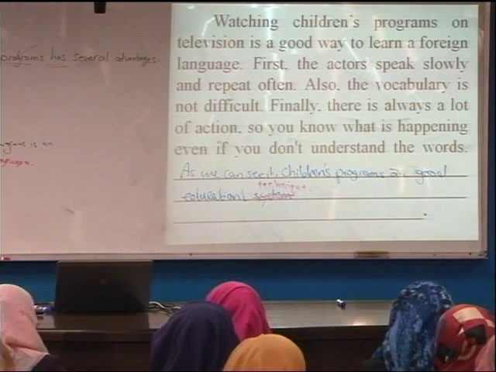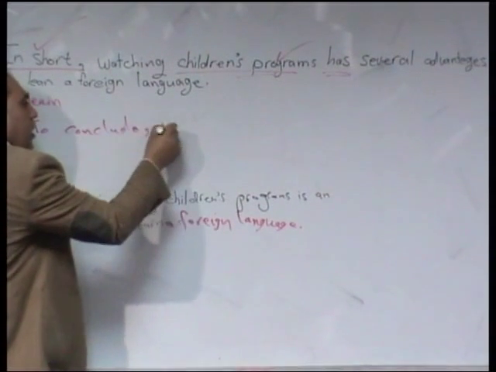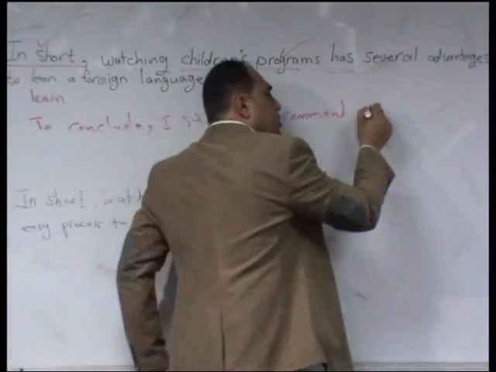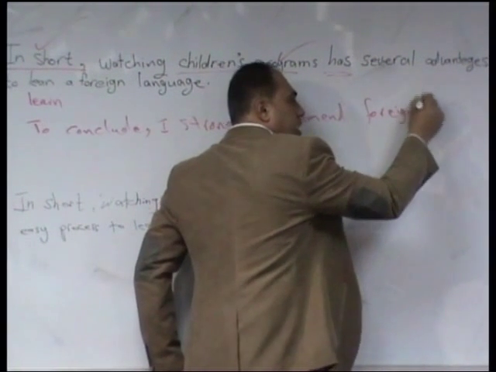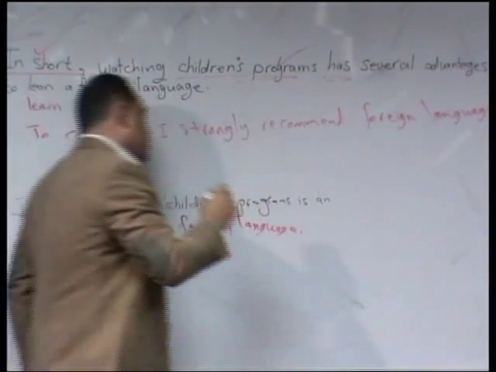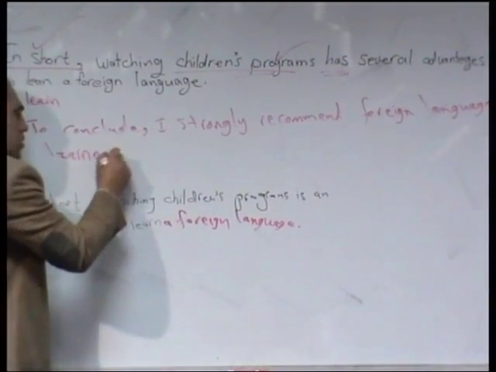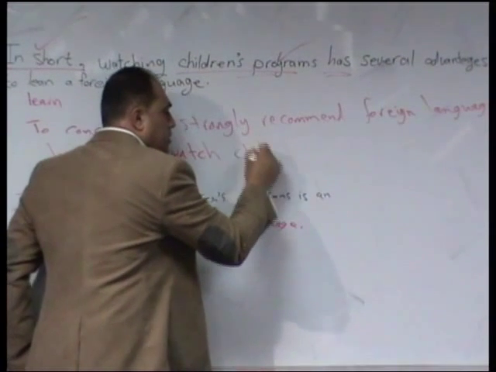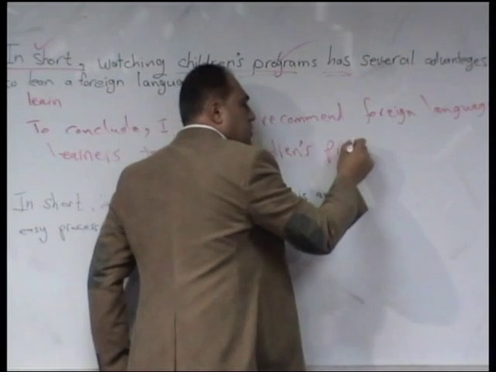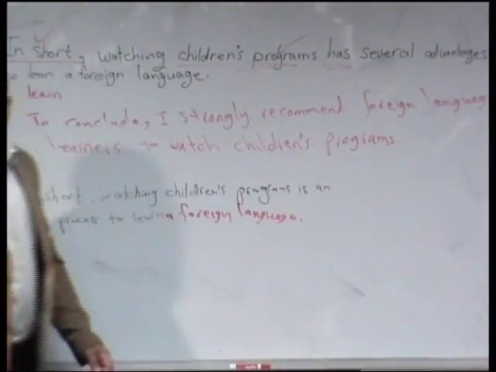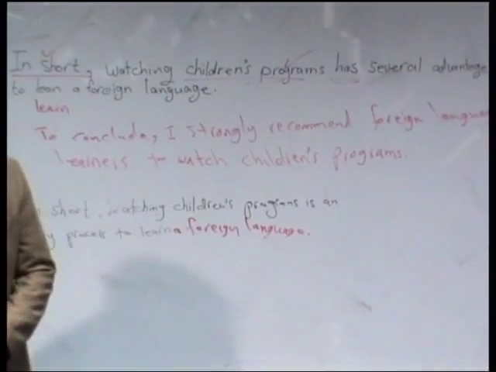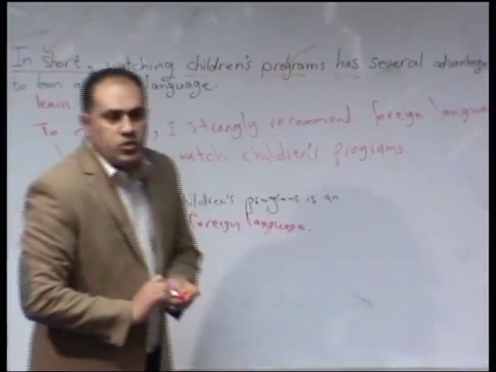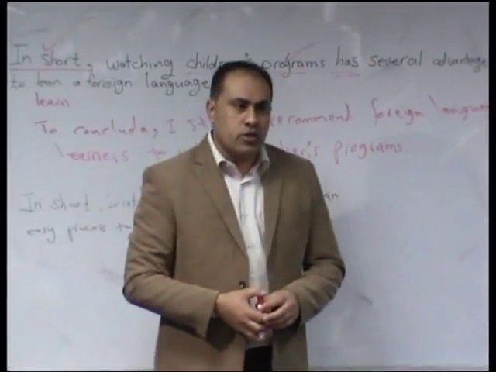For example, to conclude, I strongly recommend foreign language learners to watch children's programs. Okay? And this conclusion is used as a recommendation for the reader to actually watch children's programs if they are foreign language learners. All right. So this is used as a recommendation. All right.